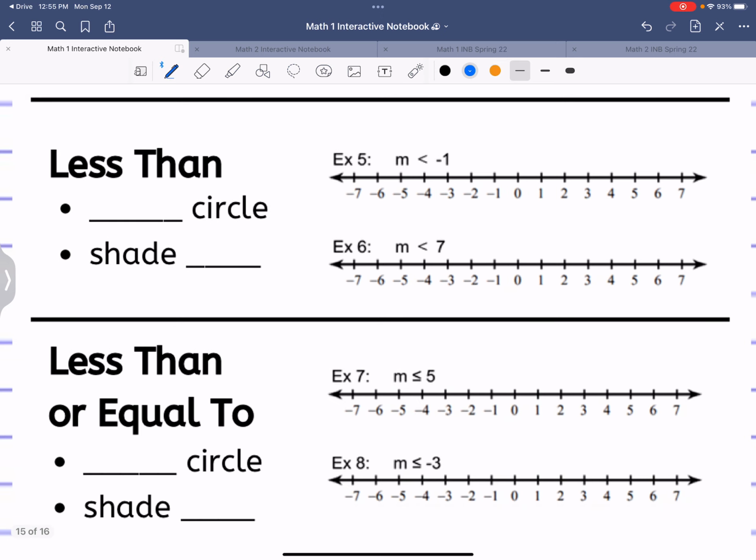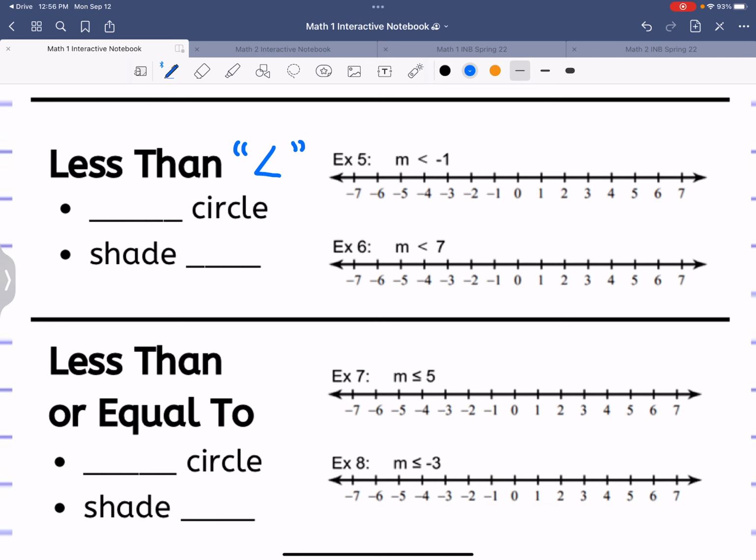Up next, we have less than. The less than symbol almost makes the shape of an L. That's one easy way to remember the difference between greater than and less than. With less than, it's the same process as greater than. We're just shading in the opposite direction to represent numbers that are lower than the one we're comparing it to.